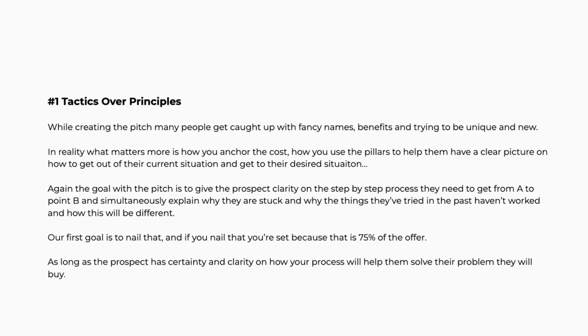If we can help the prospect understand that this is the step-by-step process that you need to go from point A to point B, and really help them understand the things that you've tried in the past, why they haven't worked, and how this is going to be different, now we're set. That is the first element that we want to nail inside of our pitch. Not fancy names, not fancy methods. Our goal is to relay simply, this is the step-by-step process that will take you from point A to point B. I'm going to help you with this. This is why the things that you've tried in the past have not worked, and this is how this is going to be different. And as long as the prospect has certainty and clarity on how your process actually works, they're going to buy.